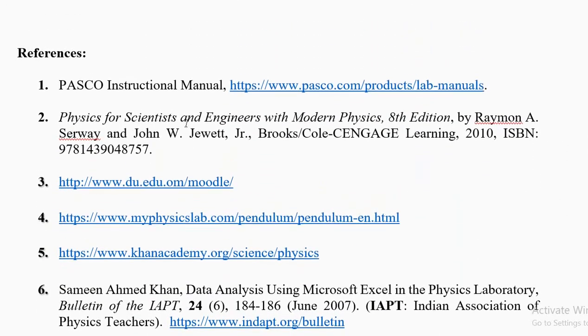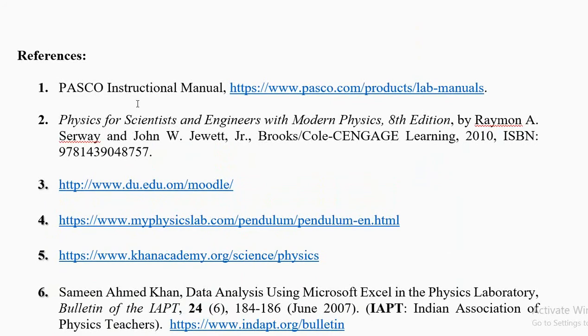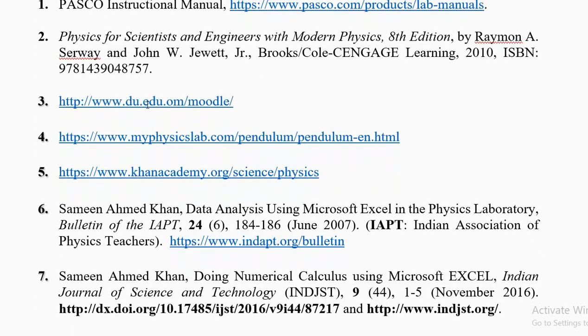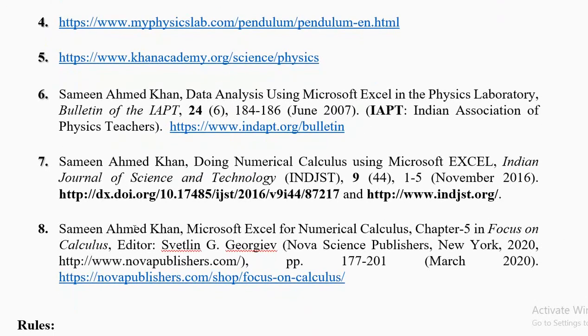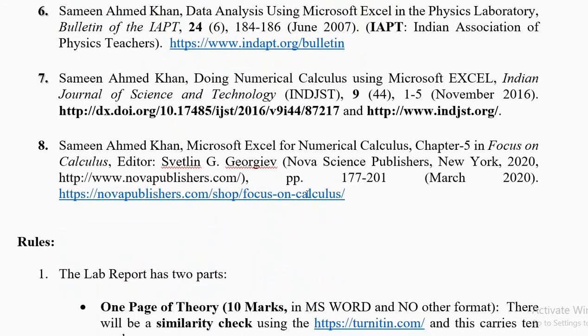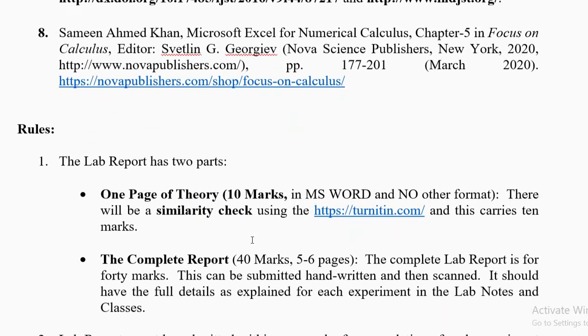Now there are references. You can look at the PASCO manual. The equipment in our lab is mostly from PASCO. Then there are your physics books for Physics 170, Physics 100, and Physics 170L. Go to your Moodle website for the notes. These two are good websites for your physics calculations. These are 3 papers written by your teacher. You can see them or you can ask your teacher, he will give them to you. Go to these links and you'll get the papers.